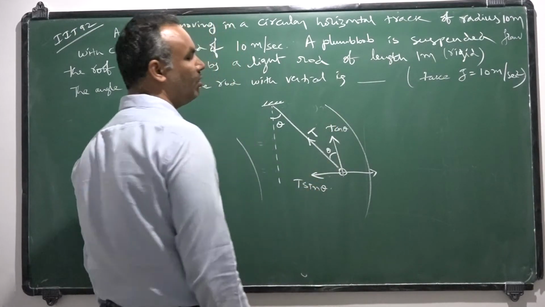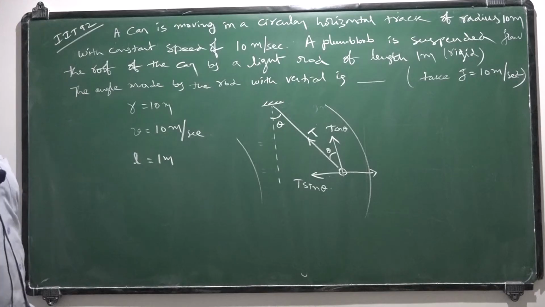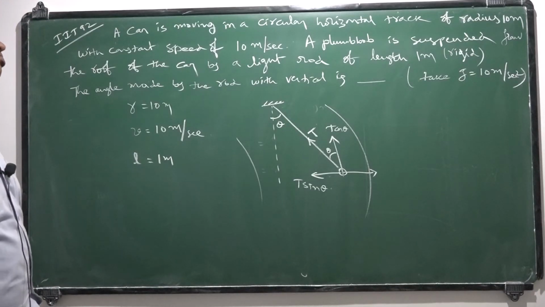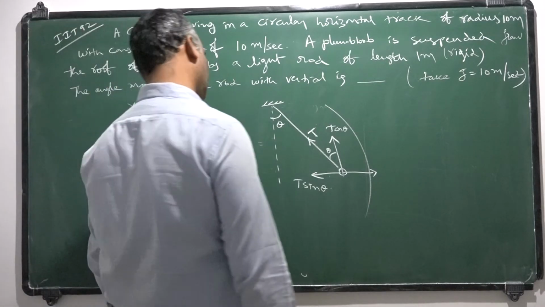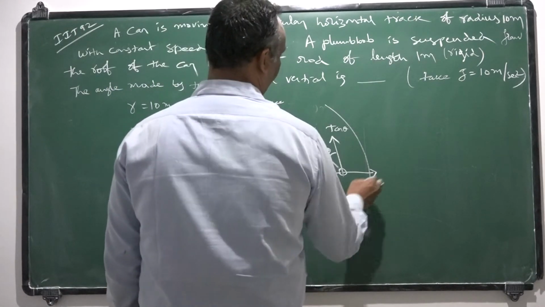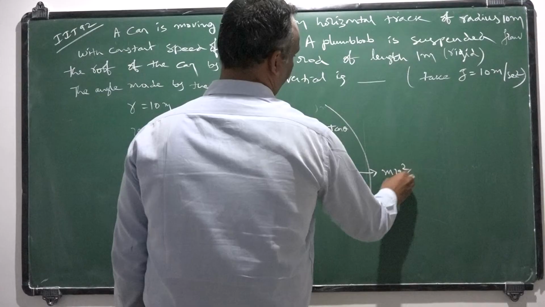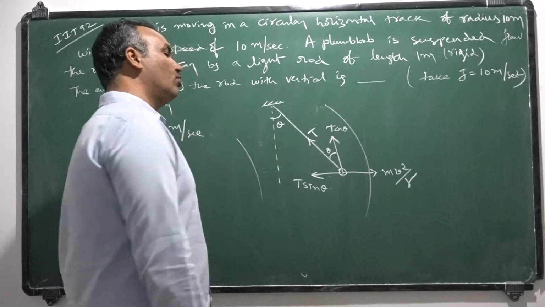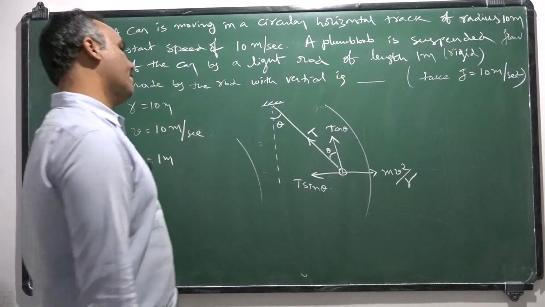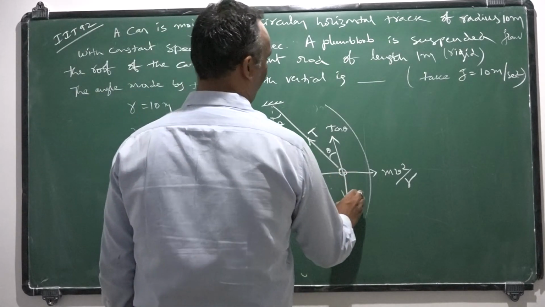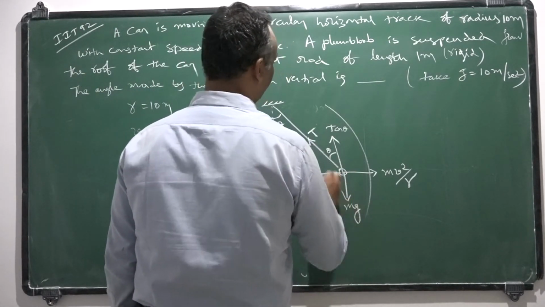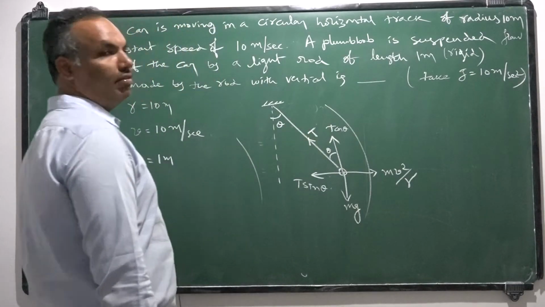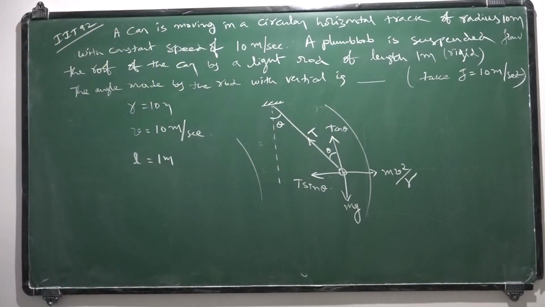This T sin theta provides the necessary centripetal force for making a turn, which is acting towards the center of the road, counterbalanced by centrifugal force mv square by r. Weight of the bob, mg, is downwards. The rod is a light rod, they said, so the mass of the rod is negligibly small.